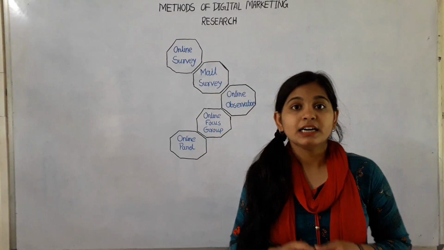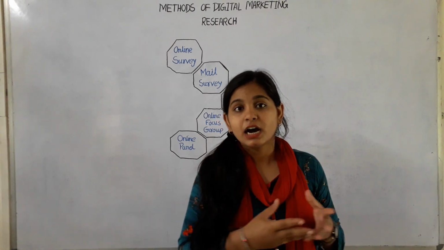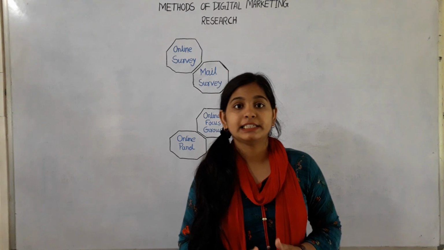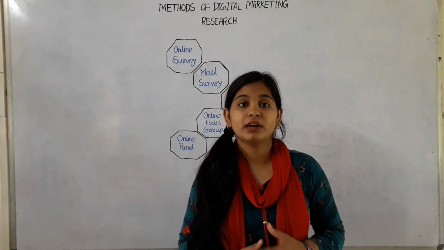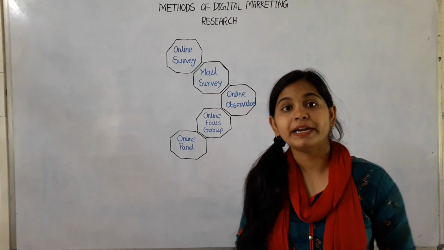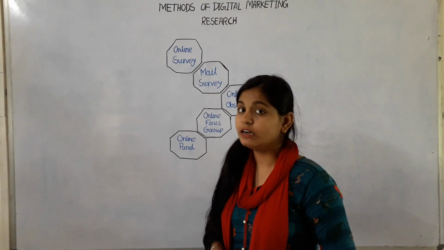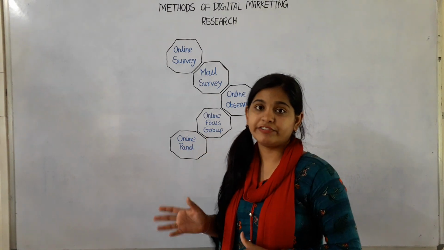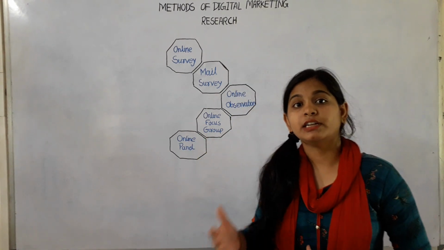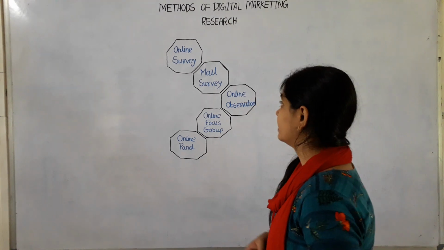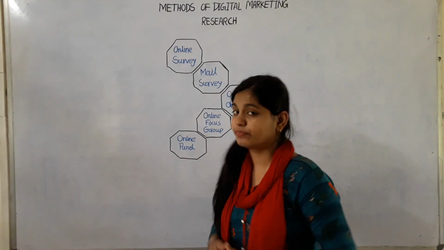So this data, or the sources from where the data has been collected, defines the method of the research. In case of digital marketing, depending upon the sources of data, these 5 different methods of digital marketing research are observed. The first method is online survey.